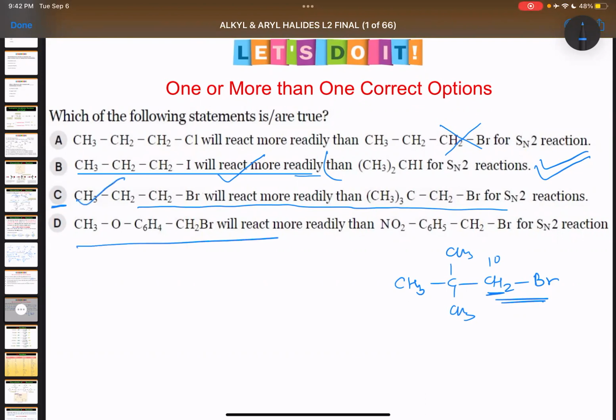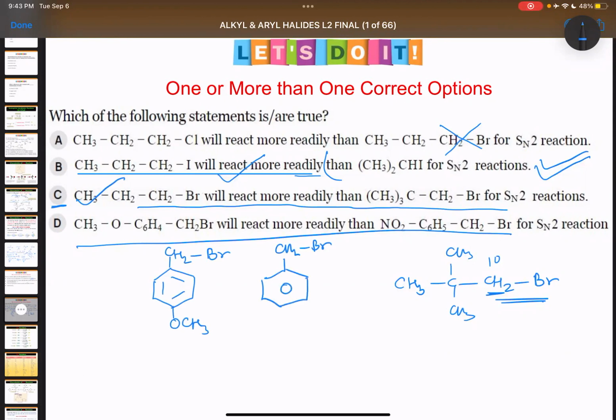And this you need to tell me, which is going to react more readily in SN2? These are para isomers. Let me draw them carefully. This is CH2Br, and this is OCH3. And this is CH2Br, and this is a nitro group at the para position.